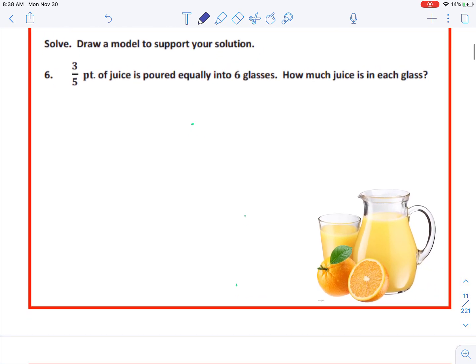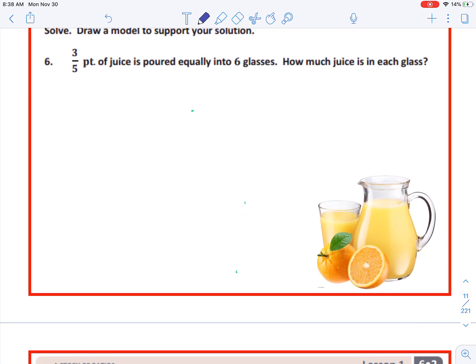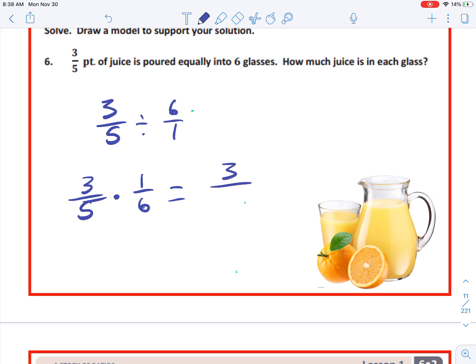So number 6 says 3/5 pints of juice is poured equally into 6 glasses. How much juice is in each glass? Okay, so I have 3/5 divided by 6 over 1. We have to do the skip dot flip rule. 3/5 times 1/6, which equals 3/30 or 1/10.